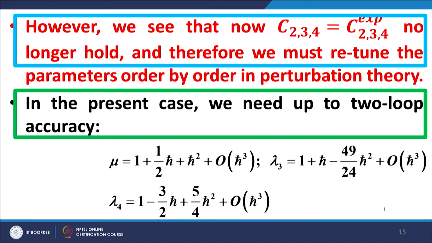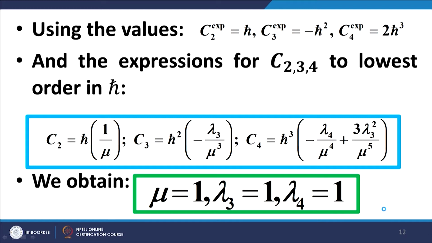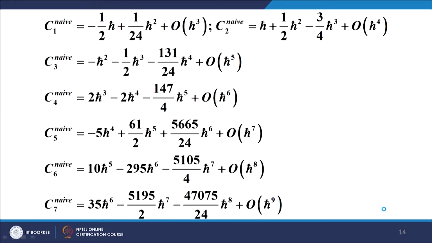Let me repeat, the C 2, C 3 and C 4 values we had obtained at the one loop level were the values that we saw here in the green box. These were the one loop values, but using these one loop values we estimated the green functions at the two loop level, and we found that C 2, C 3 and C 4 do not coincide with the experimental results, as is to be expected.